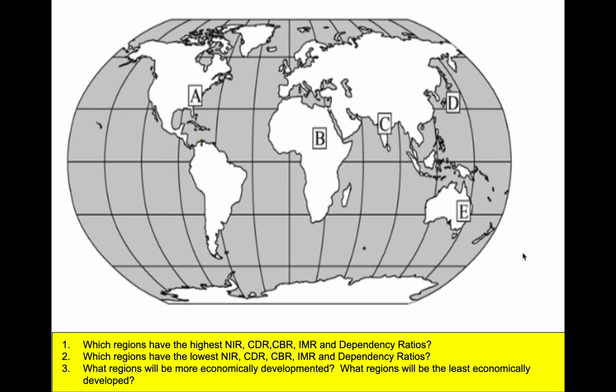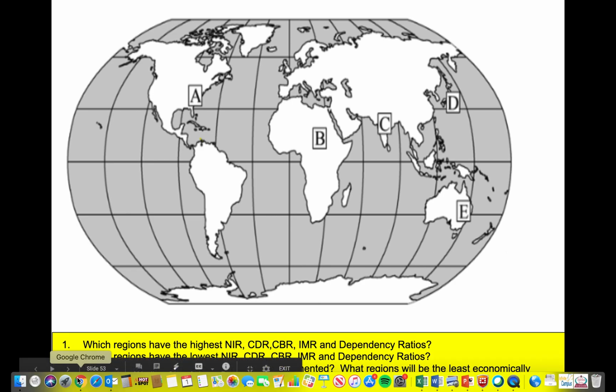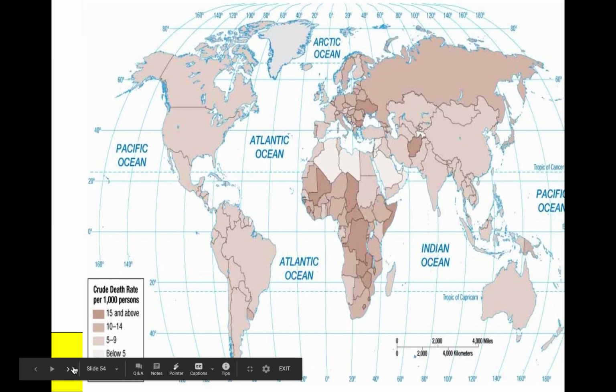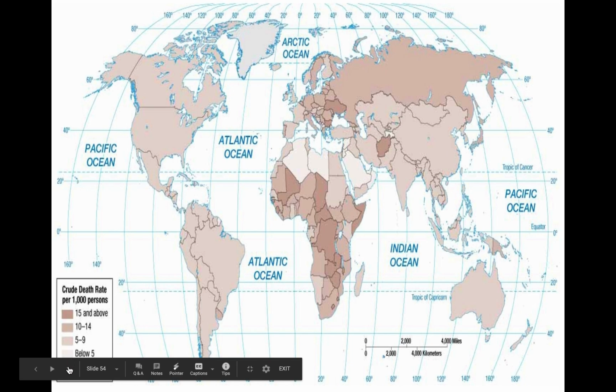Which region has the highest NIR, CBR, CDR, and infant mortality rates? Answer is B. Which region has the lowest NIR, CDR, CBR, IMR? On this table, answer is D, Japan. What region will have more economic development? What regions will be the least economic? What region will be the most economically developed? That would be A or E, either acceptable answers. And what regions will be the least economically developed? That would be C and B. Here is the crude death rate.